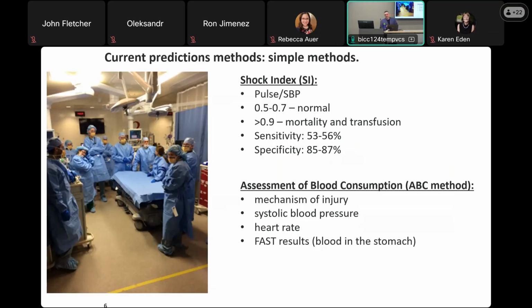Assessment of blood consumption is a scoring system. It takes into consideration 4 variables. Mechanism of injury, whether it's blunt or penetrating. For penetrating, we give +1. Systolic blood pressure, whether or not it's below 90. If it's below 90, we give +1. Heart rate, if it's above 120, then we give +1. And results of the focused abdominal ultrasound. If it's positive, that means there is blood or fluid in the abdomen. That's +1. So 2 or more is indicative for the blood transfusion.